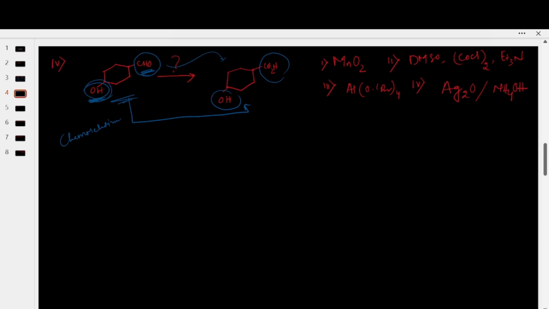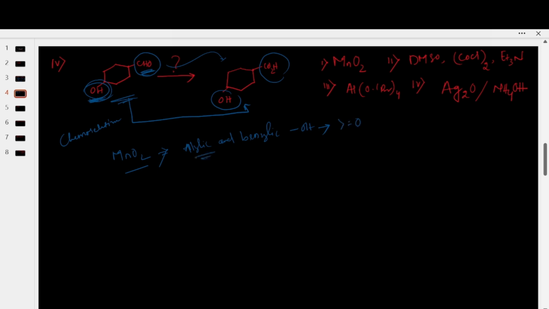So let's explain one by one all those options. Then we have to choose which one is the best one. So the first option is manganese dioxide. So manganese dioxide has some specificity. It will oxidize only the allylic and benzylic hydroxide to carbonyl compound.